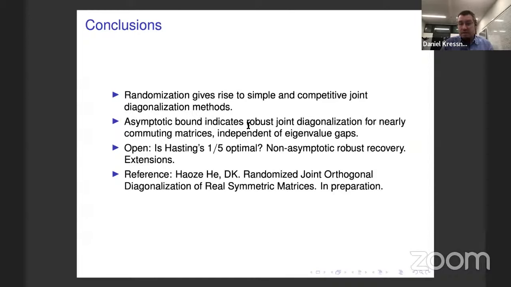There are a number of open questions. First of all, a fun question is this Hastings exponent of 1/5 for the relation between almost and nearly commuting matrices. Is that optimal?